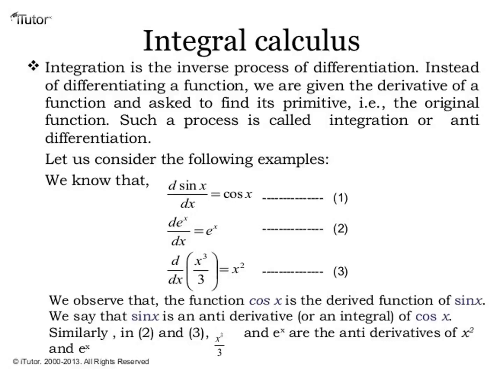Cos x is the derived function of sin x. We say that sin x is an antiderivative of cos x. So, in examples 2 and 3, x cube by 3 and e power x are the antiderivatives of x square and e power x.